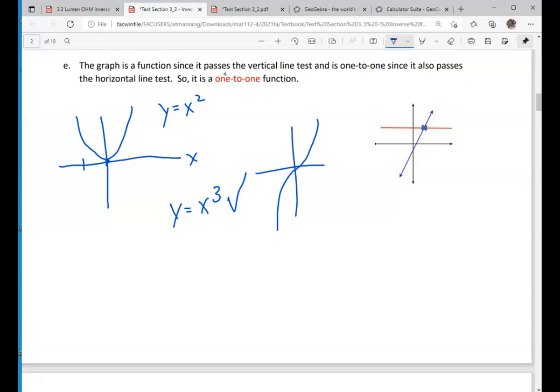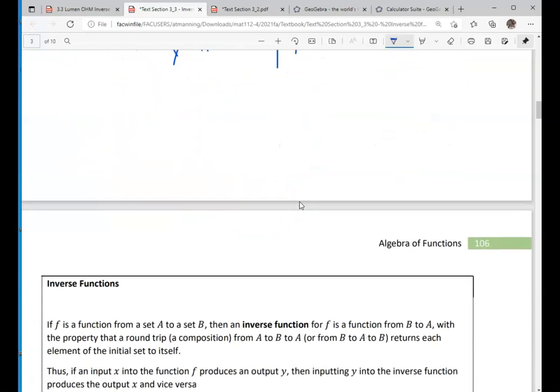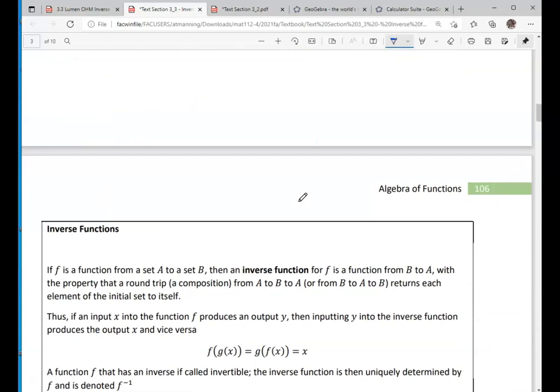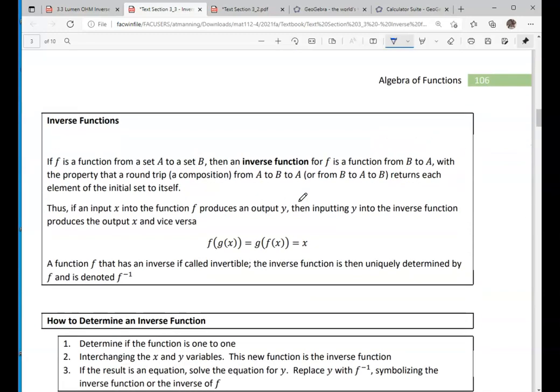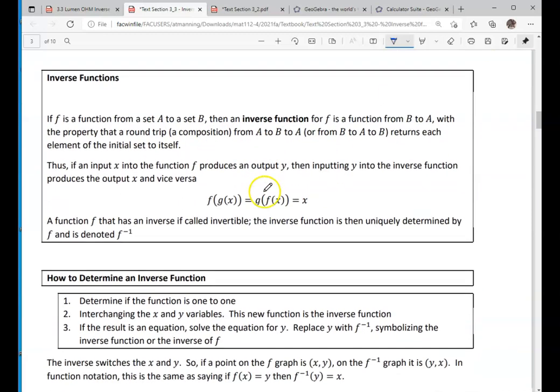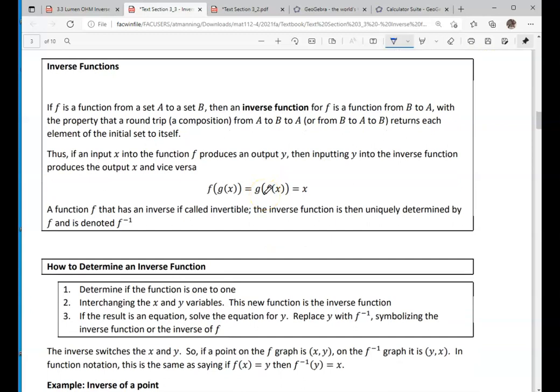And the whole reason we're looking at one-to-one is because we're going to be working into this idea of the inverse function. We don't even think about an inverse function if we don't already have a one-to-one function. So that's why they're spending time on this whole one-to-one thing. Because we want to figure out this thing called inverse, which is a very powerful mathematical concept, part of algebra.